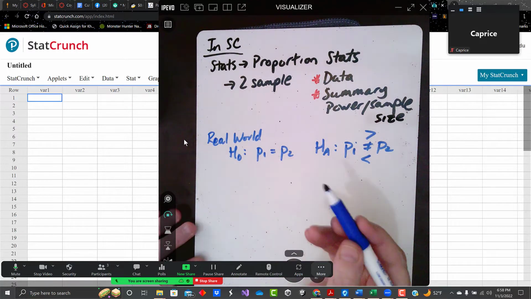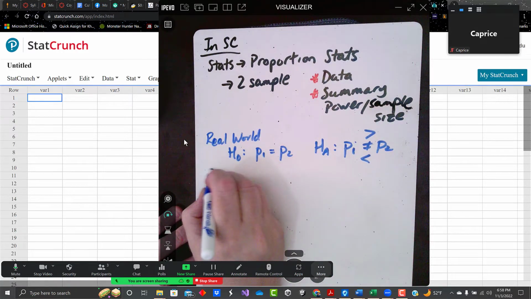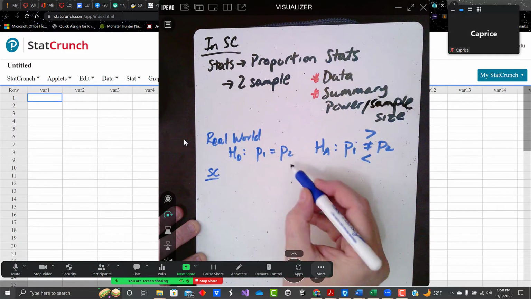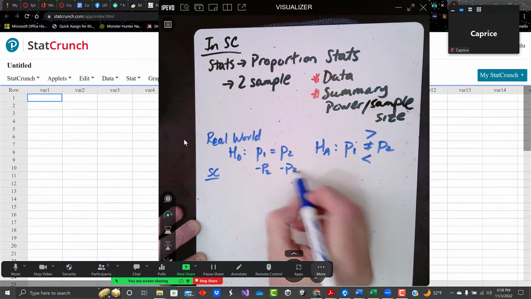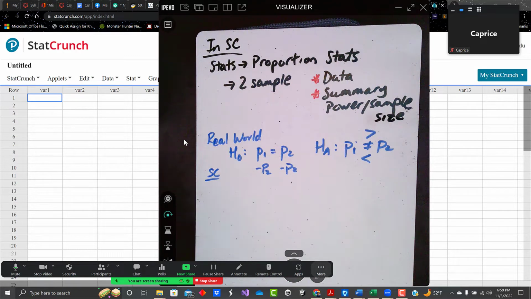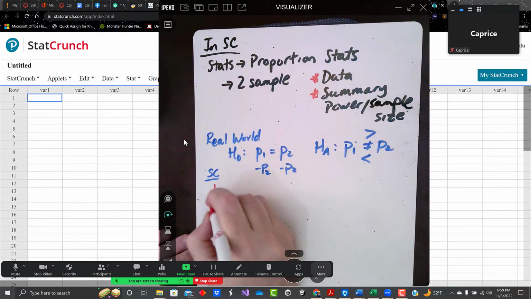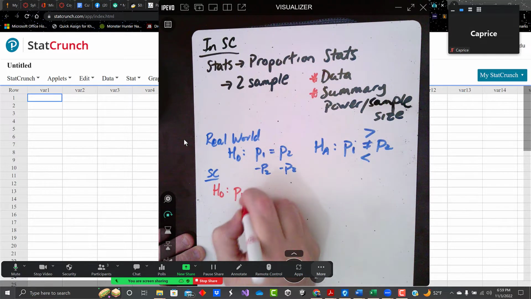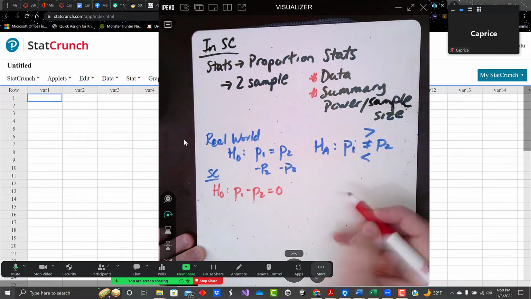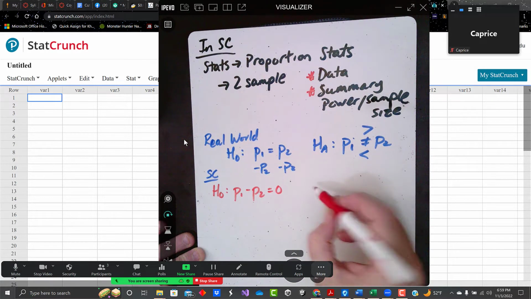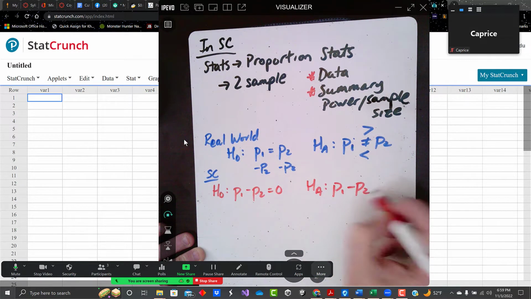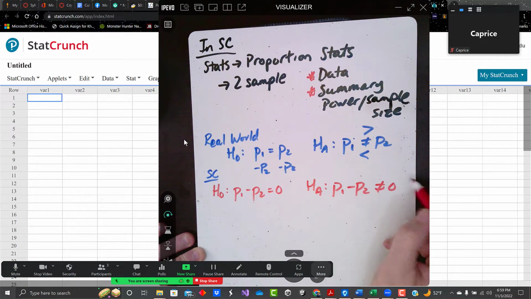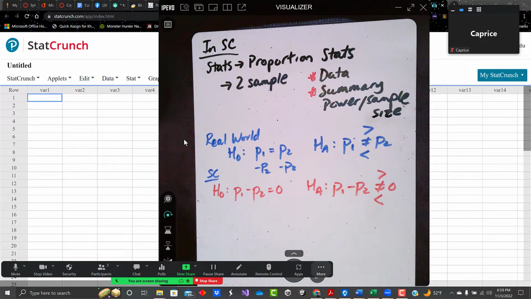So that's not how StatCrunch does it. StatCrunch does it slightly different. What they do is they subtract P2 from both sides. And what we end up with is H naught: P1 minus P2 equals 0. And then HA is P1 minus P2 does not equal 0, or it's greater than, or it's less than, depending on what the thing is.